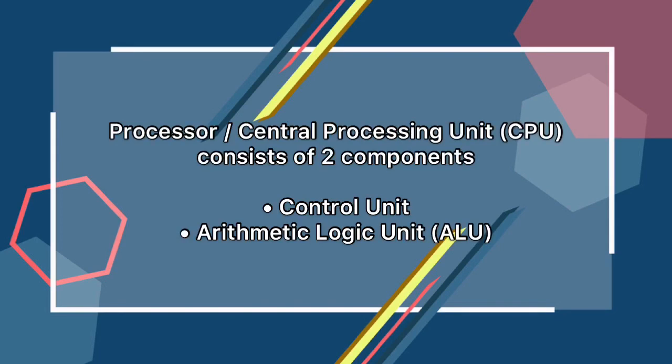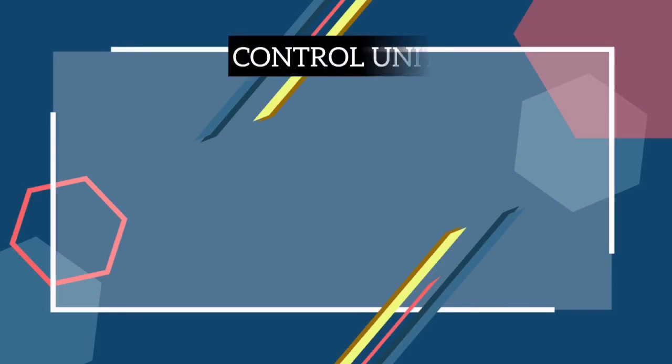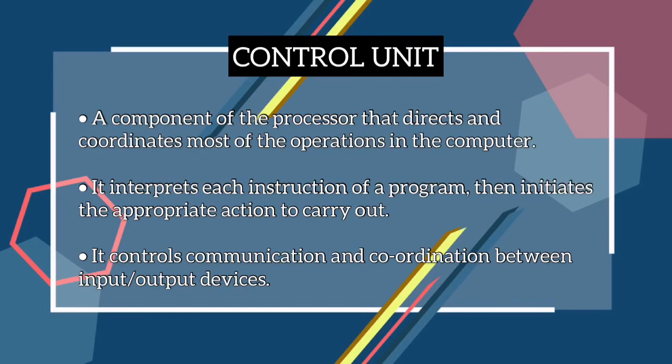A processor or CPU consists of two components or units, which are the control unit and the arithmetic logic unit. Control unit is a component of the processor that directs and coordinates most of the operations in the computer. It interprets each instruction of a program and then initiates the appropriate action to carry it out. It controls communication and coordination between input or output devices.